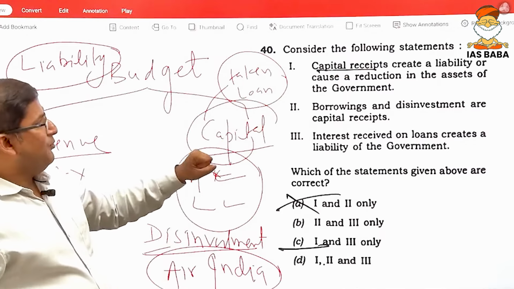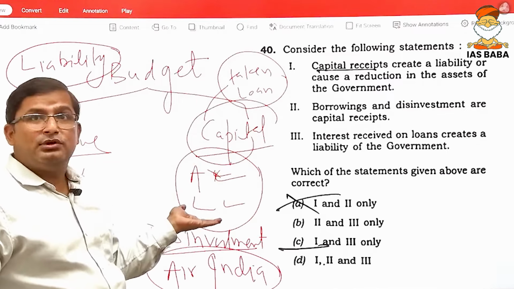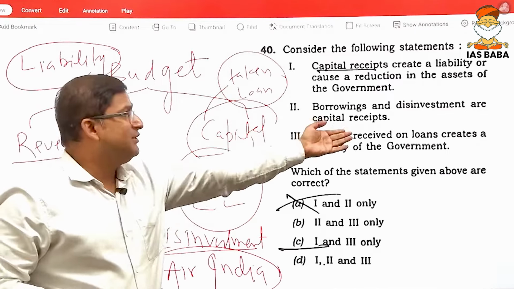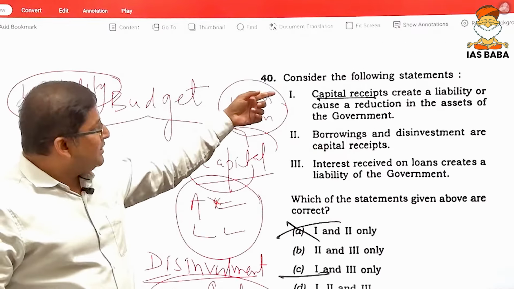Now come to the second. Borrowing and disinvestment are capital receipts. I have explained this to you. Borrowing means the government has taken a loan, that is a capital receipt, and disinvestment you can very clearly see with the example of Air India. So 1 is correct, 2 is correct.